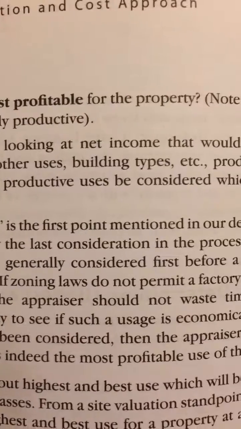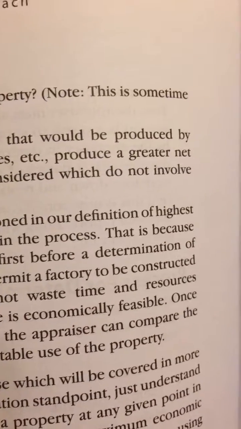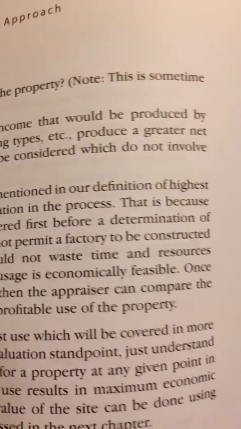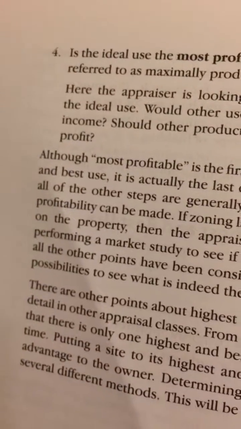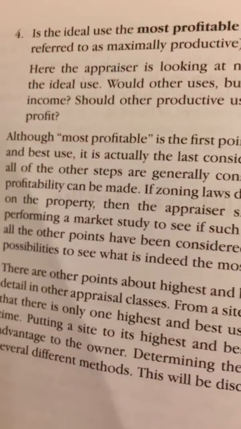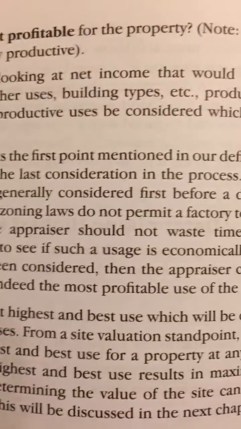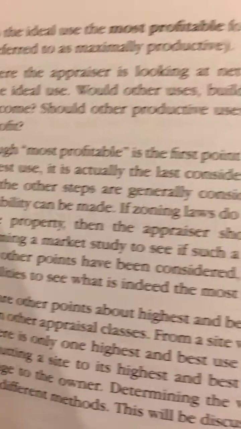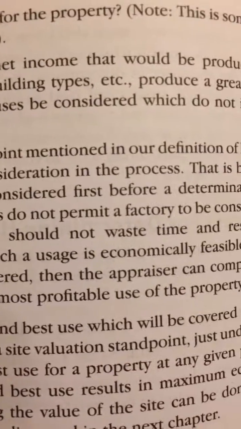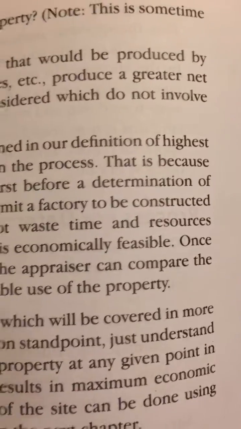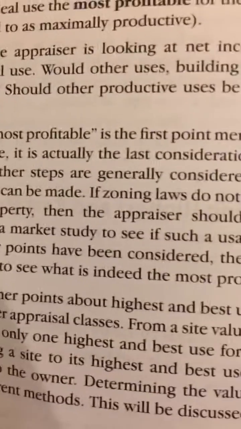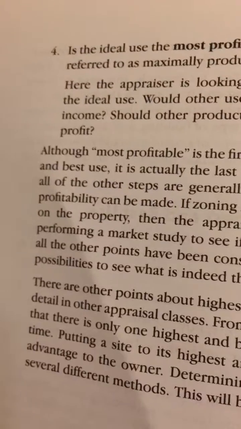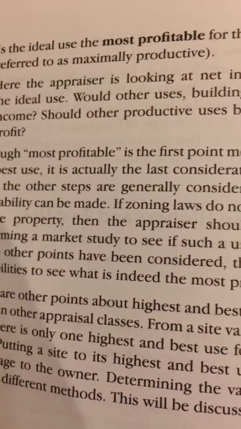Would other uses, building types, etc. produce a greater net income? Should other productive uses be considered which do not involve profit? Although most profitable is the first point mentioned in our definition of highest and best use, it is actually the last consideration in the process. That is because all the other steps are generally considered first before a determination of profitability can be made.